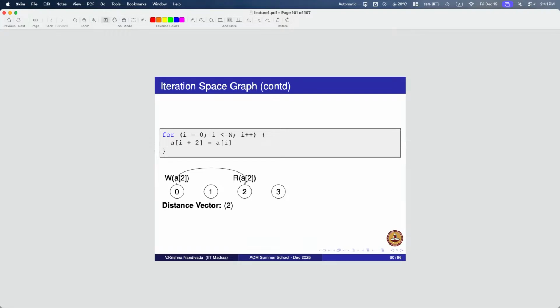Maybe I understand your question. You will appreciate it if I write a nested loop. Let us say I have code like this: for I equal to 0, I less than n, I plus plus. For j equal to 0, j less than whatever m or n, whatever, j plus plus. Okay. Let us say I have a statement.